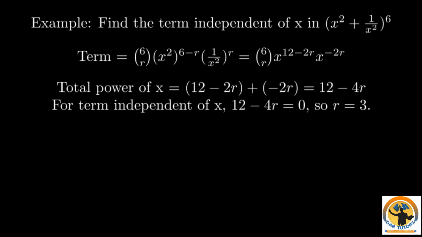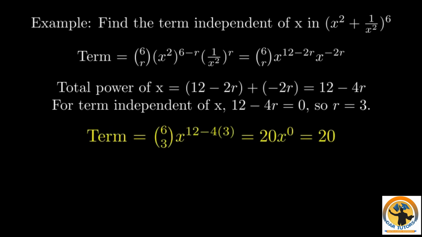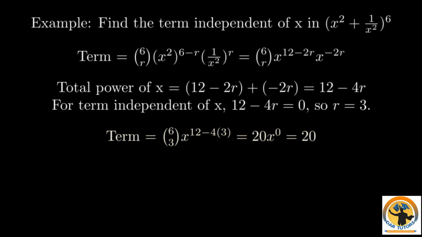Now we can find the term by plugging in r equals 3. The term is 6 choose 3 times x to the power of 12 minus 12. 6 choose 3 is 20, so the term is 20 times x to the power of 0, which is just 20. So the term independent of x in this expansion is 20.